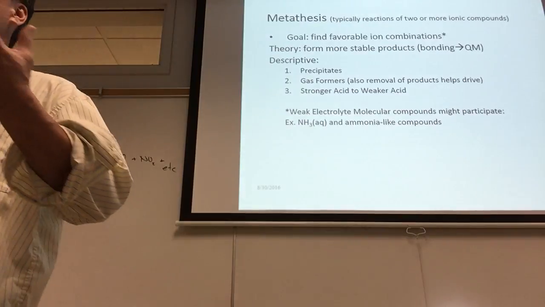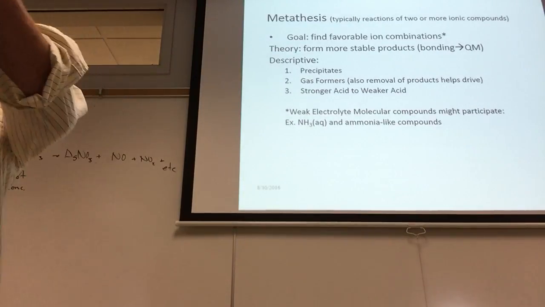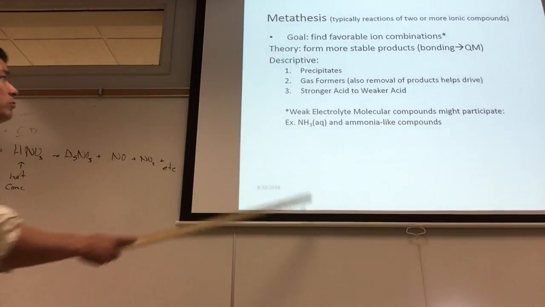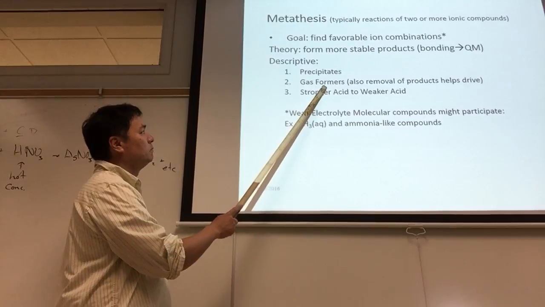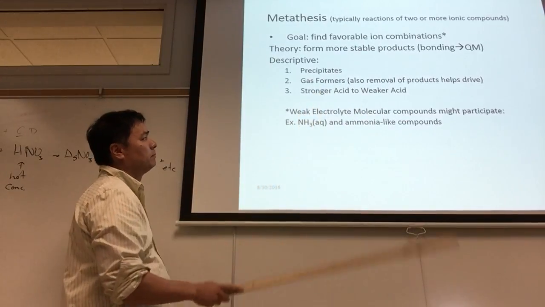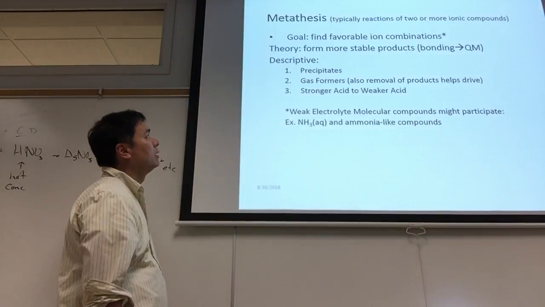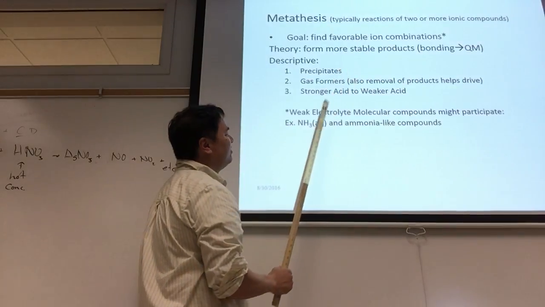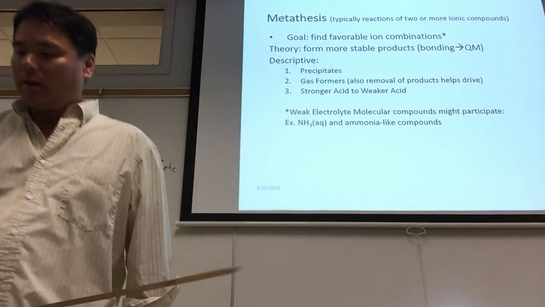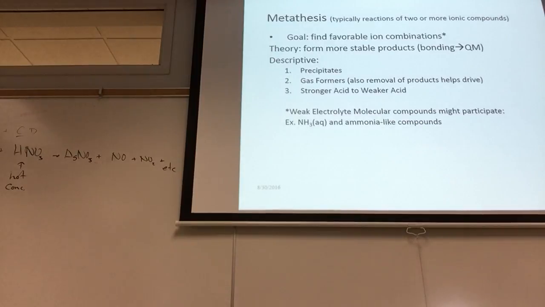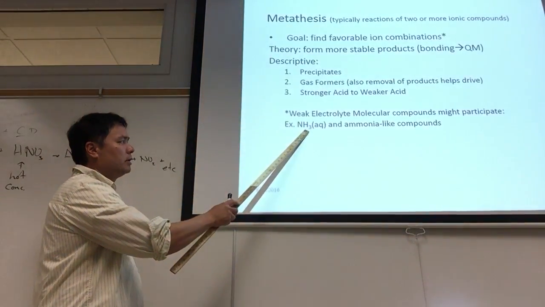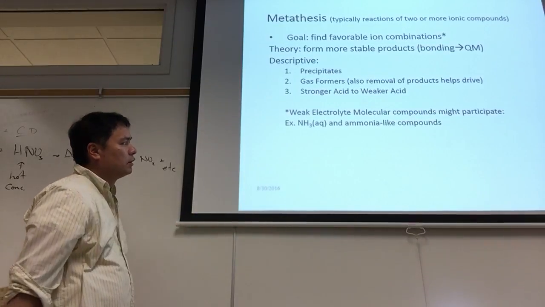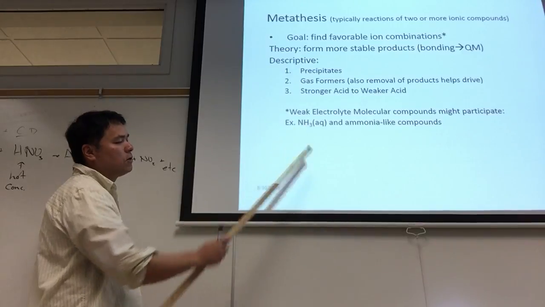It doesn't matter how many ions you have. You could have thousands of ions, and you're looking for the ions that like each other, that want to combine. The ions that like each other and want to combine will form precipitates, they'll form gases, they'll form weaker acids. Those are ion combinations. But these favorable ion combinations can be tricky because of things like ammonia. You know, is ammonia an ion or a molecule? Ammonia is a molecular compound. It's not an ion. But ammonia can form ions.